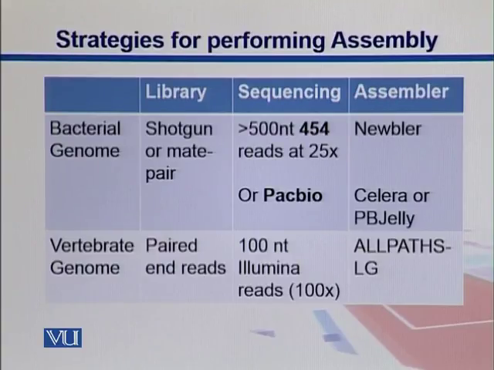PBcR. For a vertebrate genome, you can have paired end reads, which are 100 nucleotides, from Illumina. For that you then need to have big coverage, which is 100x. Obviously that is also expected for a eukaryotic genome, and the assembler which is to be used with these Illumina reads is ALLPATHS-LG. We'll talk about these assemblers in a later section, which is coming a few sections from now onwards.